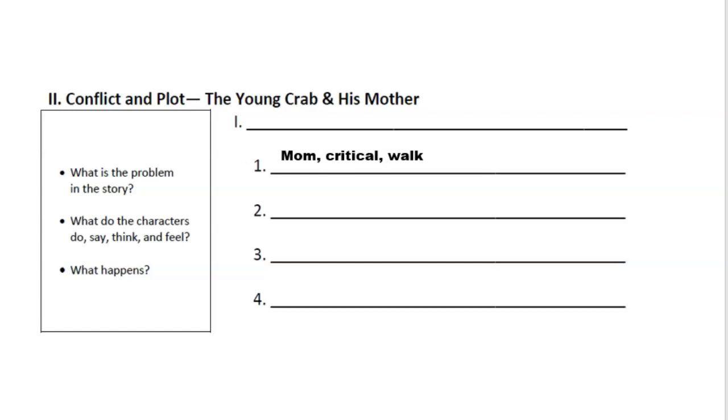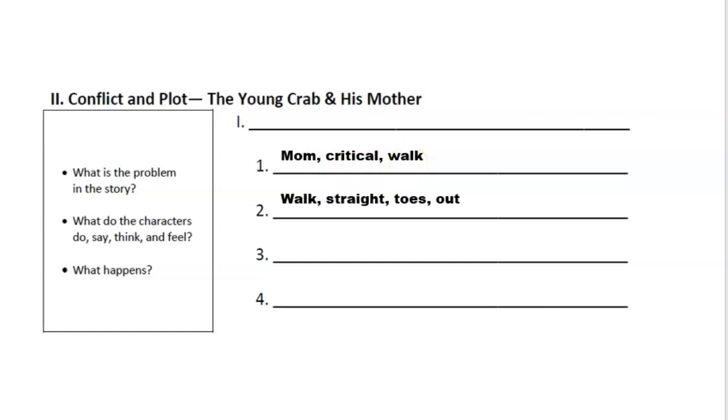And that's where we want to figure out what's going on in the story. So we wrote a few things down, and I'm going to write a few things down in this one. You can keep them the same, you can change them. But we talked about how the mom was critical about the boy's walk. So I put here, mom critical walk. Then for my second one, I put what she wanted him to do. What was it she wanted? What do the characters do, say, think, and feel?